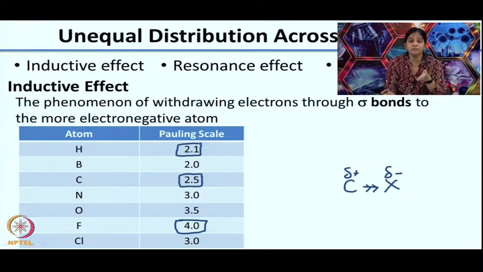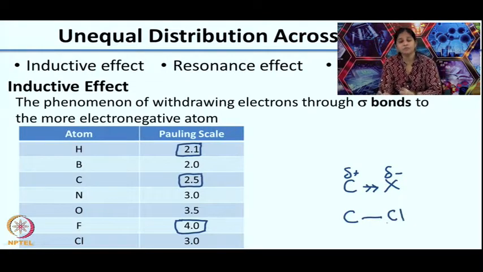So, if you imagine a bond which has a carbon attached to a fluorine or a chlorine for that matter, what would happen is, because this is more electronegative, you would see essentially a situation like this where you have delta minus on Cl and delta plus on carbon. Now, it is not important for you to actually remember all these numbers, but what is very important for you, just like the two friends I told you about, you need to remember which is more electronegative.